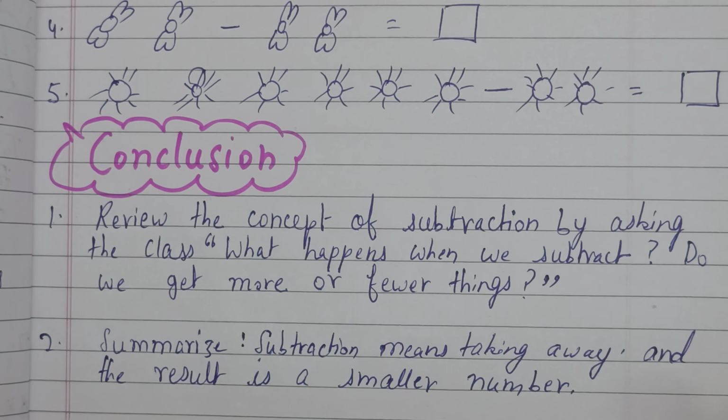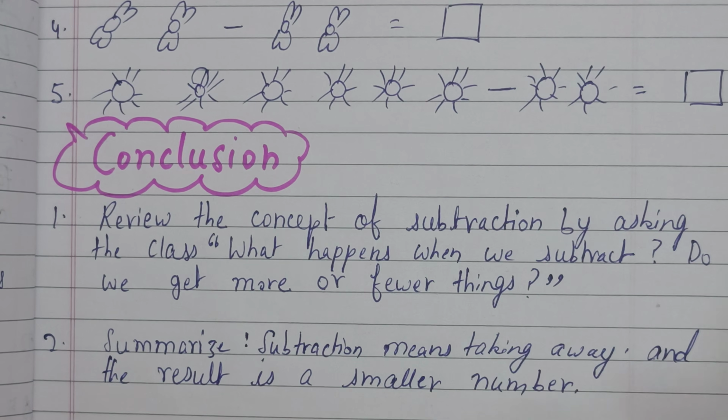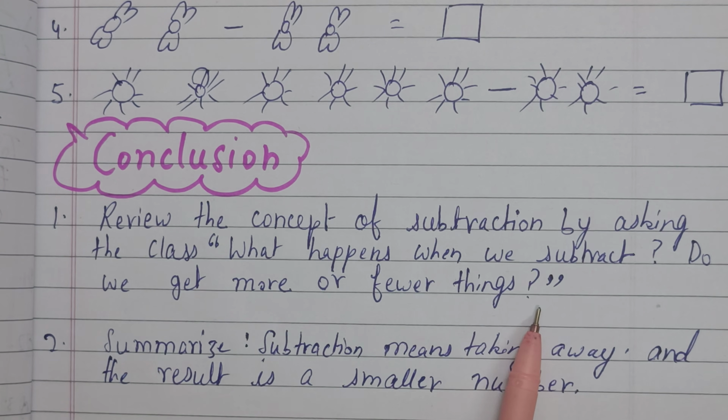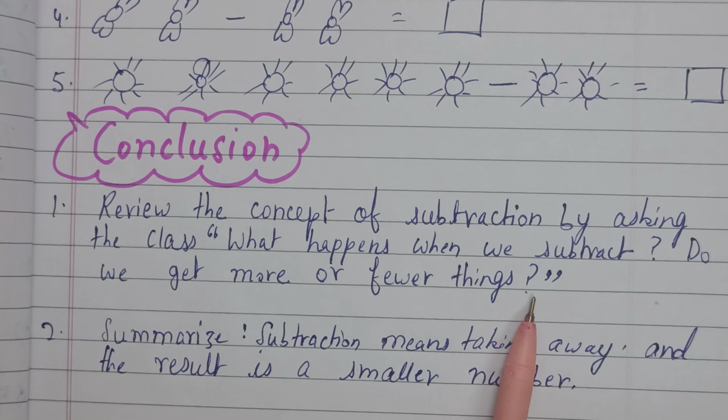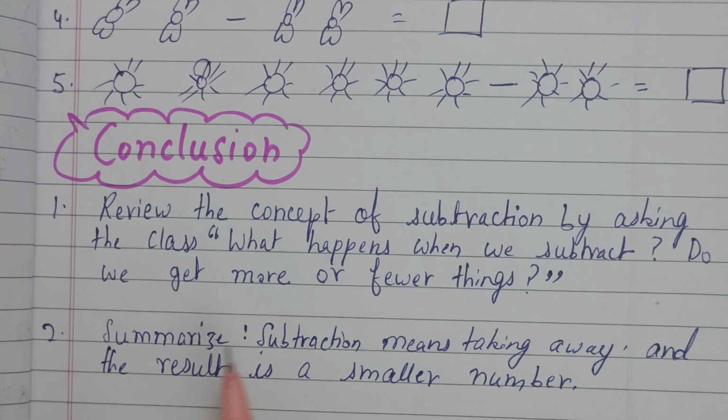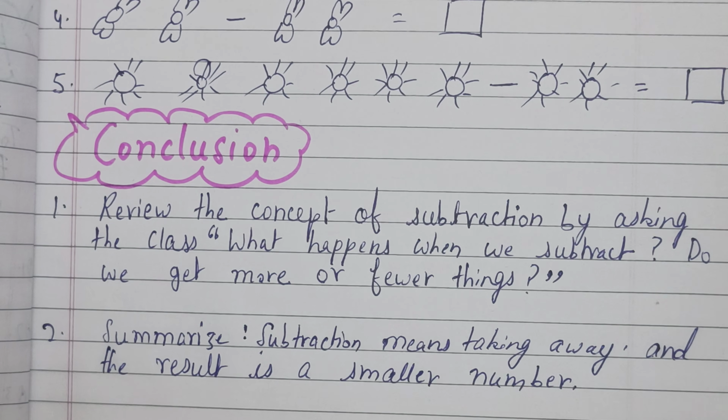Now last is conclusion. To conclude the chapter, you can ask students what happens when we subtract. Do we get more or fewer things? You have to ask the students, and then you will tell them that subtraction means taking away and the result is a smaller number. So any number you subtract, the result will be smaller than that number.